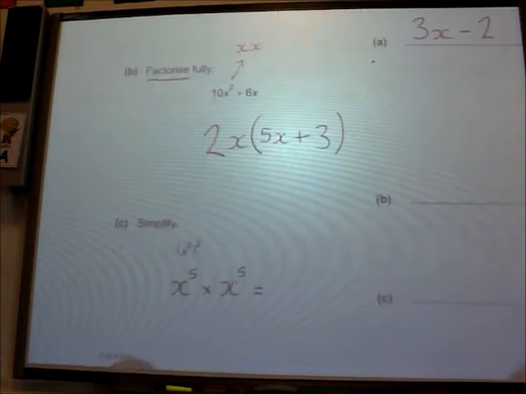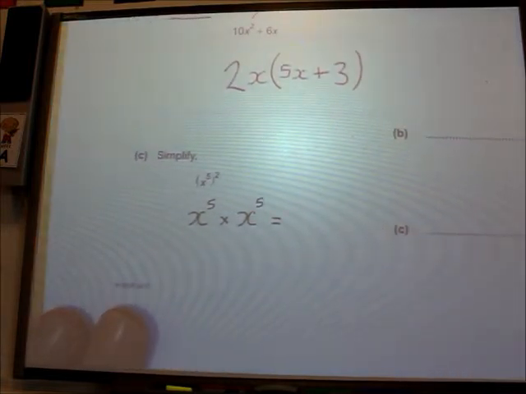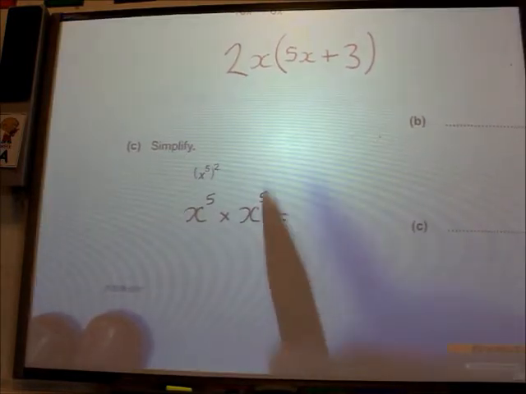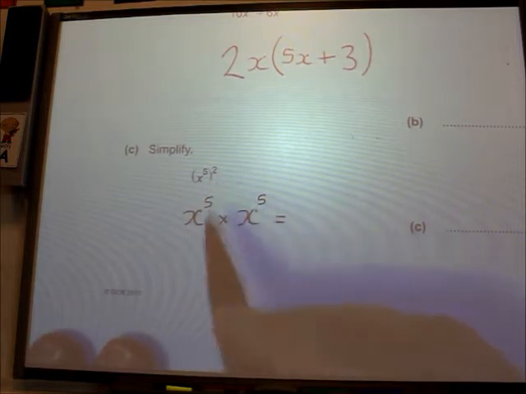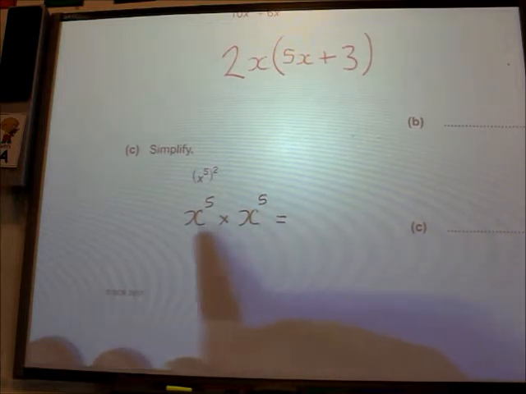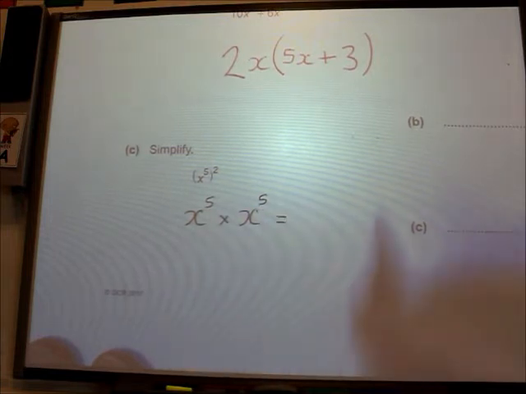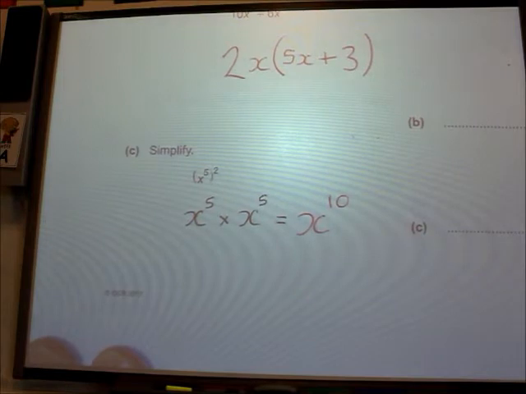The next one, this is 4C, simplify. You cannot get this wrong. This is dead easy, I promise you. There we go. So x to the power 5 squared. If you square anything, it means you multiply it by itself. And hopefully you'll recognise this. You've got to use your index laws when you're multiplying and the x's are the same. You just simply add the index numbers. So the answer is x to the power 10.